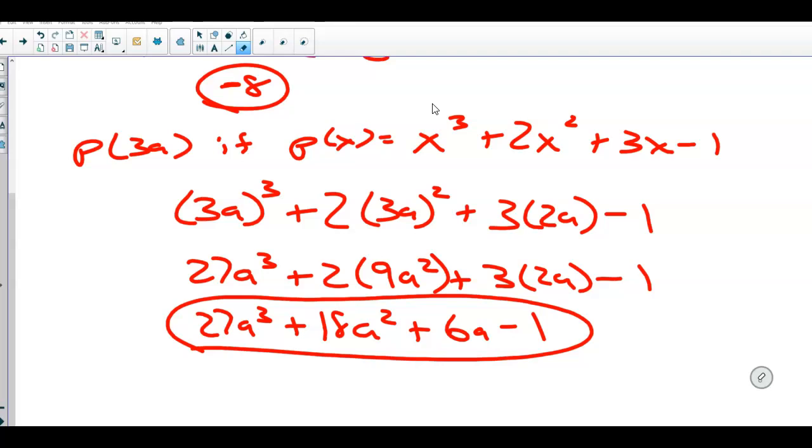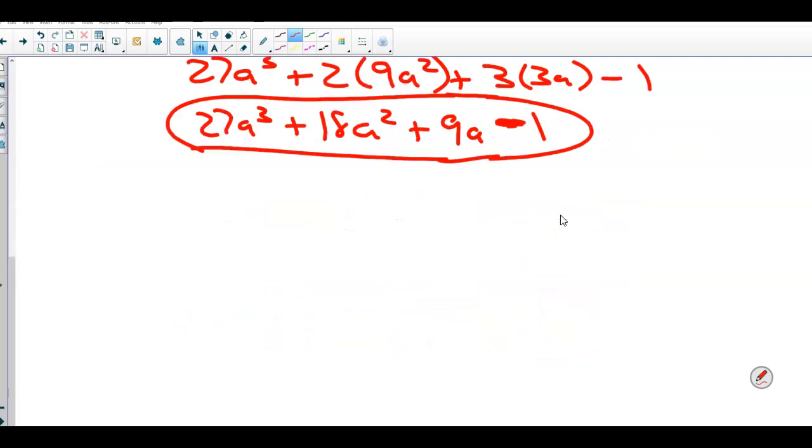I won't mention names here, so no one gets embarrassed. I mistakenly put 2a there, which obviously would make this a little bit different, which means this number right here is going to be 9a instead of 6a. And that's the correct answer right there. Let's put a minus sign right there. Okay, so that is now my correct answer.